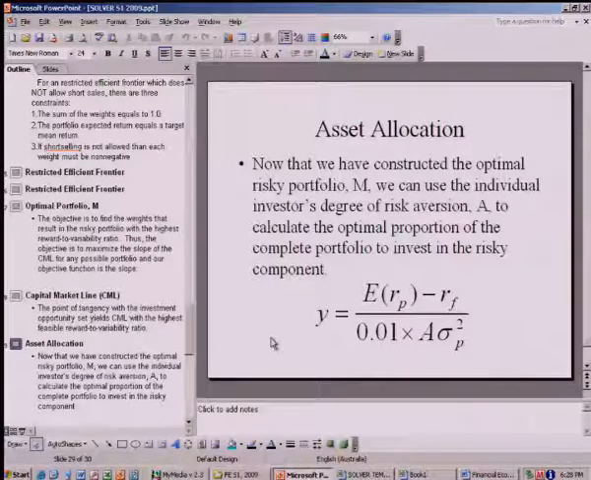of the risky portfolio that a certain investor should be investing. And this is the formula that I will be using. So Y is just the optimal proportion of the risky portfolio, and it is calculated by finding the difference between the expected return of the portfolio minus the risk-free rate of return, divided by 0.01 times A, where A gives you a degree of the risk averseness, which again is given to you in your assignment. You're being told exactly what A is, and times the variance of the portfolio.